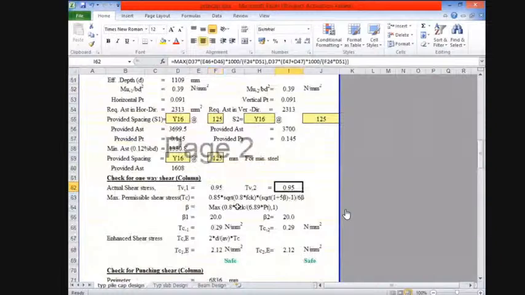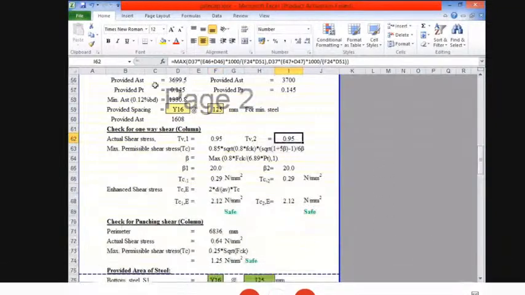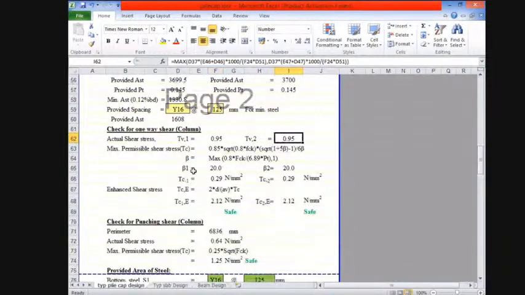Then the next one is the maximum permissible shear stress. With that area of steel, you have to calculate it. What is the pt, and what is tau c? In the pile cap, you can enhance your shear stress. In an isolated footing, the code doesn't mention any enhancement of shear stress.